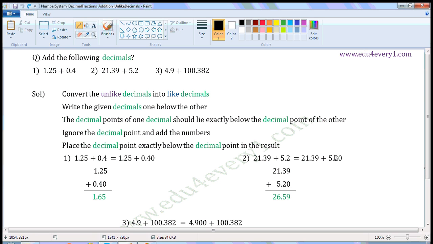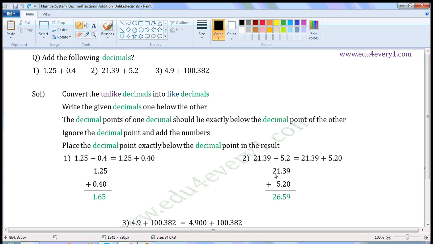Now these are like decimals. Write these decimals one below the other and add. So write 21.39 plus 5.20. See that the decimal point of this decimal is exactly below the decimal point of the other decimal. Then 0 will be below 9, 2 will be below 3, 5 will be below 1. Now there will be no digit below 2.